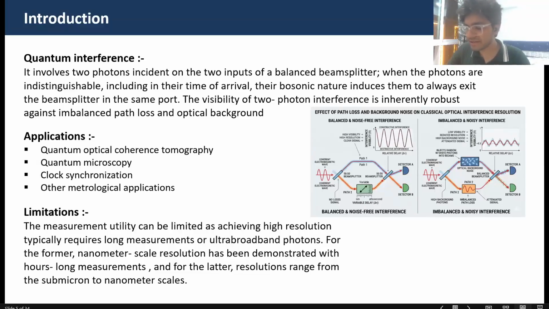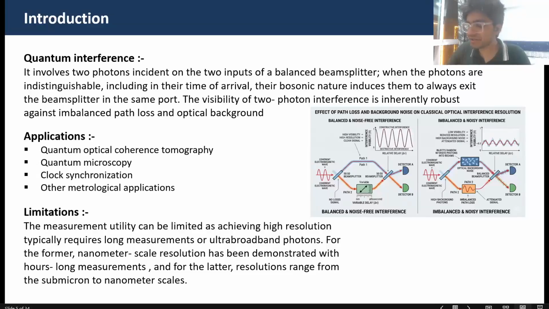To operate in these noisy environments, physicists use quantum interference. This process involves two photons incident on the two inputs of a balanced beam splitter. When these photons are indistinguishable, meaning they arrive at the same exact time, their bosonic nature forces them to always exit the beam splitter in the same port.